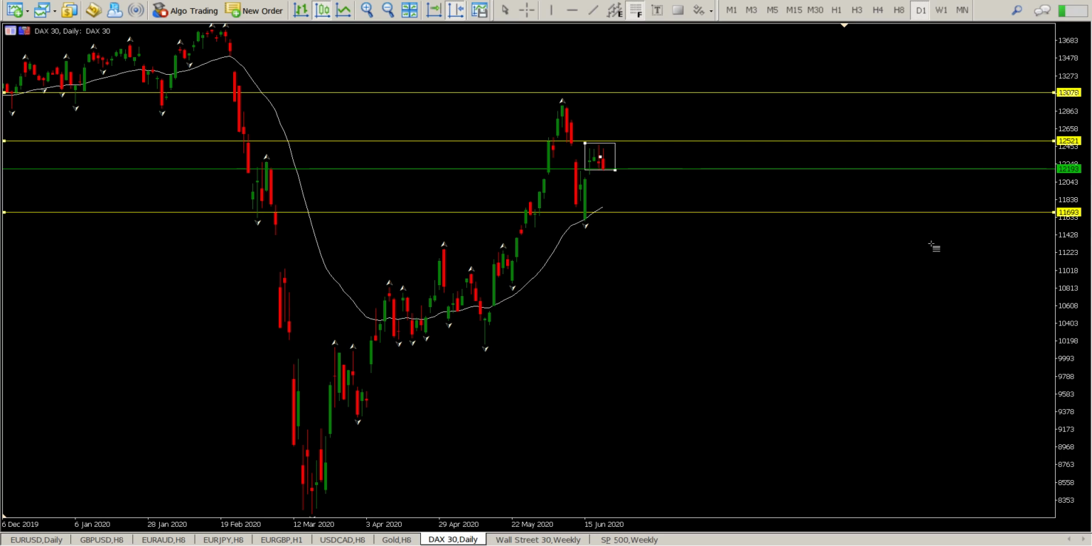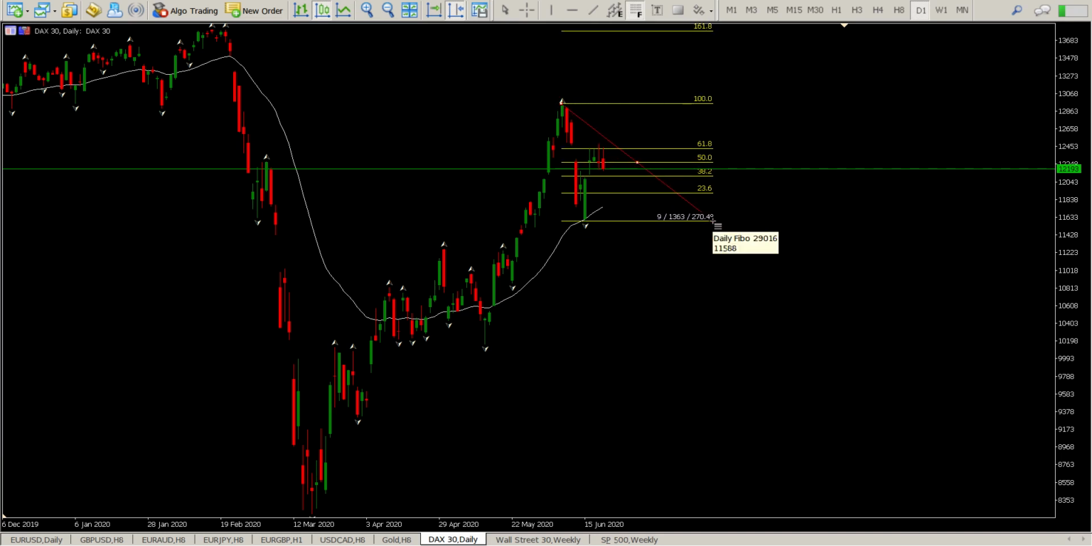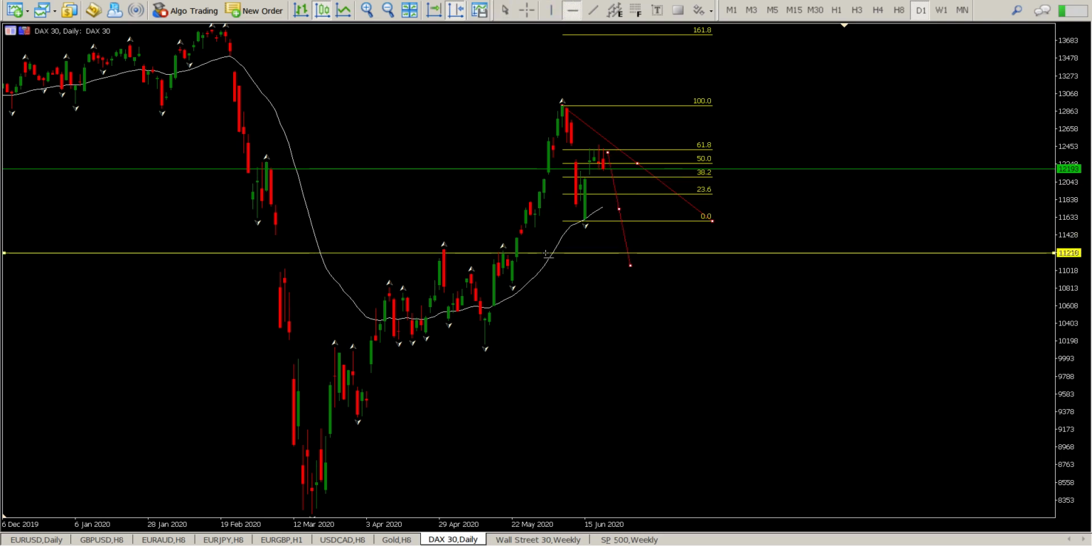Another way of doing this as well is to just get rid of the noise. If we just look at the Fibonacci, you can see what we're bouncing off, 61.8. So there is potential for a move to the downside, down to here.